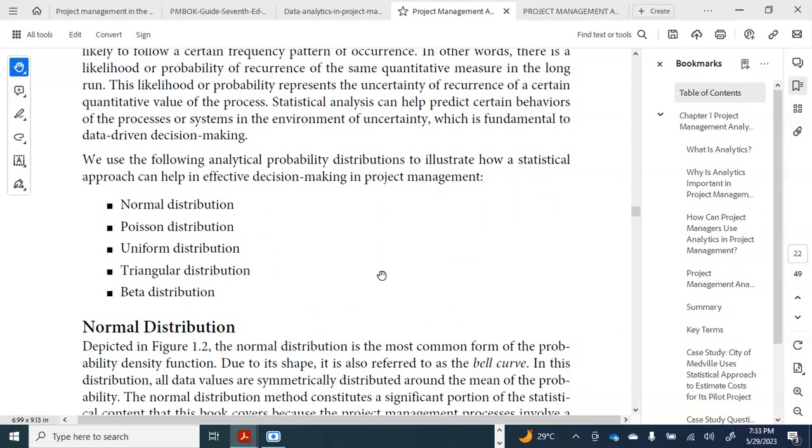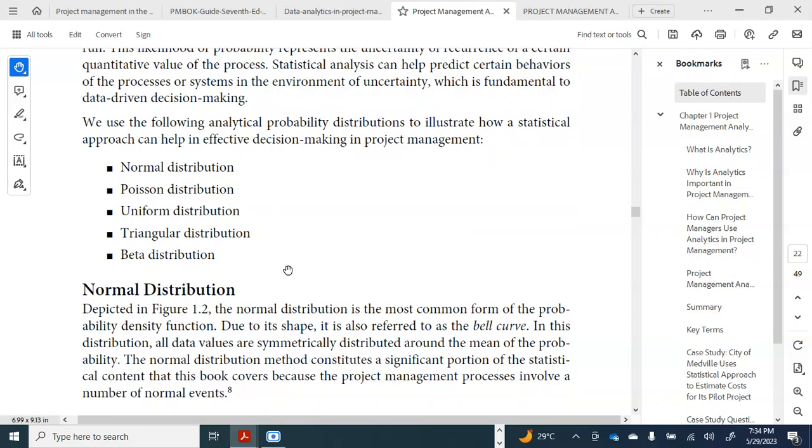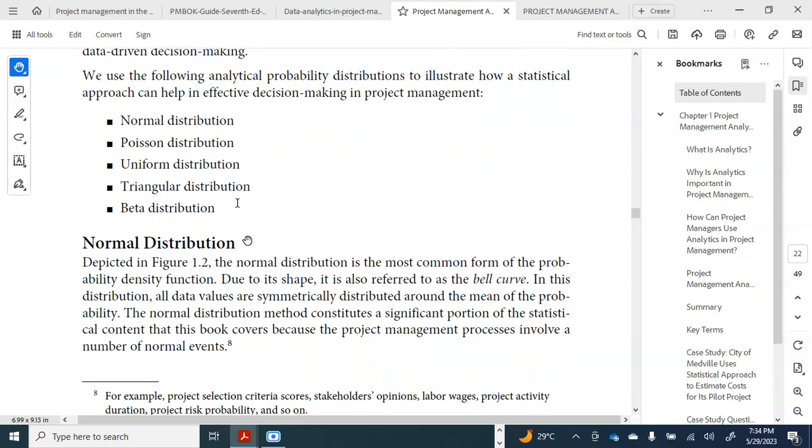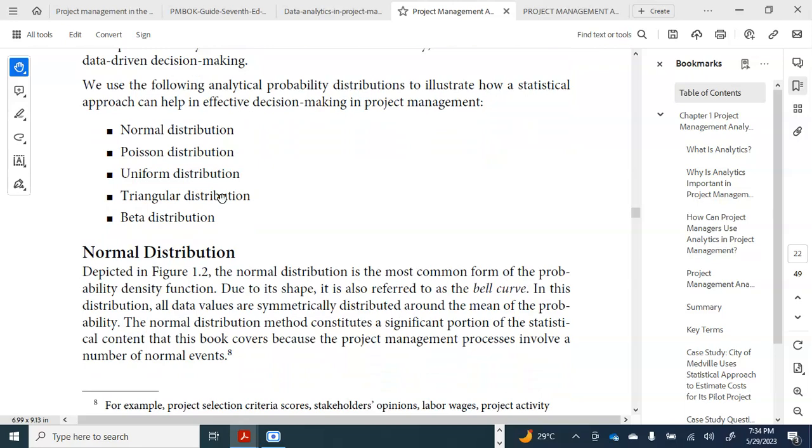So we use the following analytics probability distributions to illustrate how a statistical approach can help in effective decision making in project management: normal distribution, Poisson distribution, uniform distribution, triangle distribution, and beta distribution. You just go and read about this. It will help you in your analysis when I'm analyzing your project data.